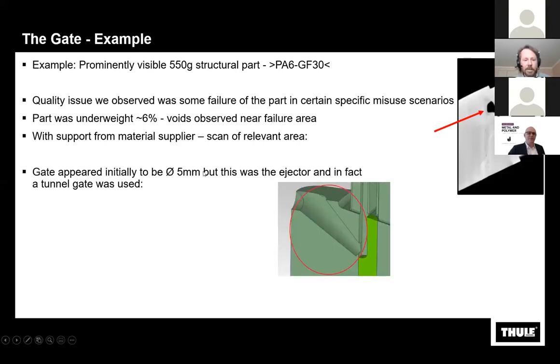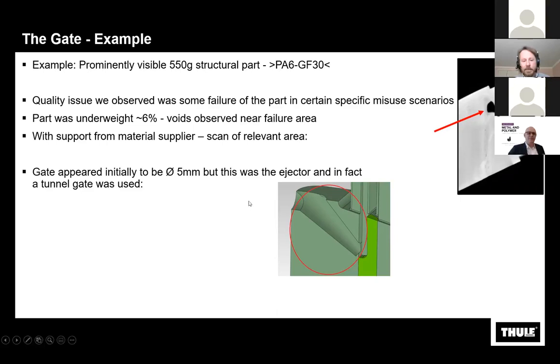So one thing we looked at is the gate. At first appearance, the gate looked to be about 5 millimeters in diameter, but actually this was a mistake. This is an image taken from the CAD design of the tooling. You see that the actual gate that was used was a tunnel gate that went onto the ejector pin. So at a casual glance, what you thought was the gate was actually the ejector pin mark.